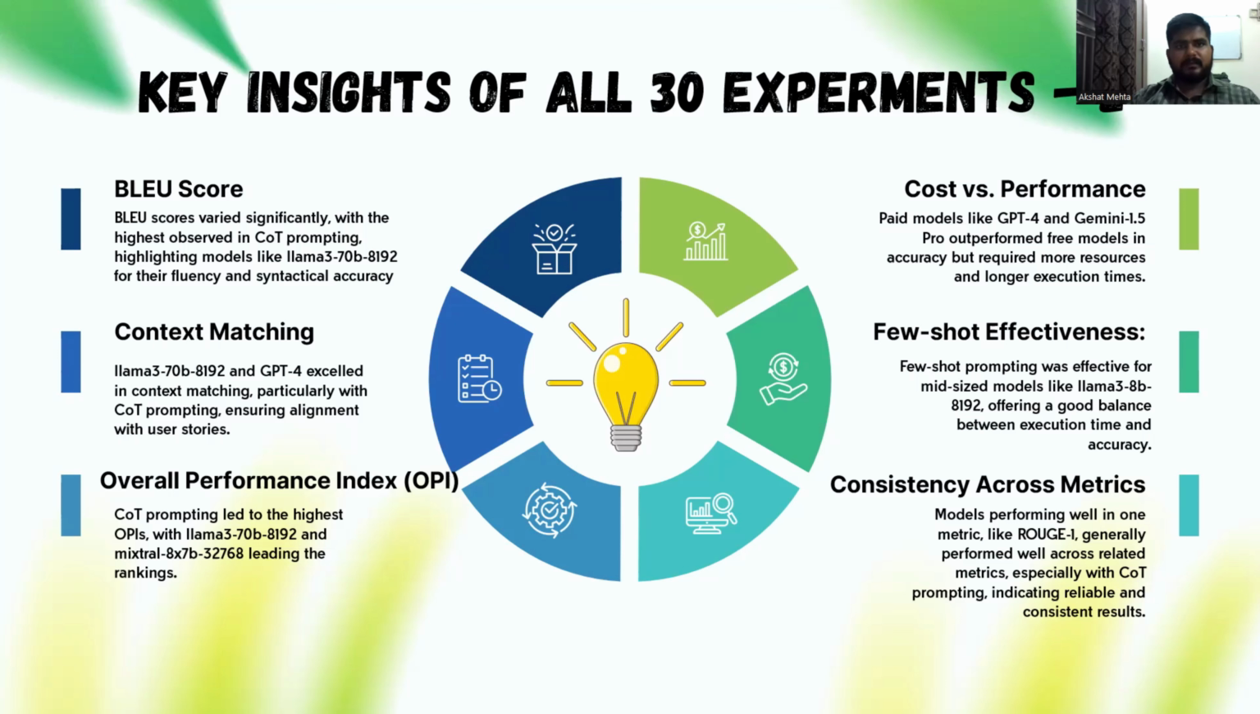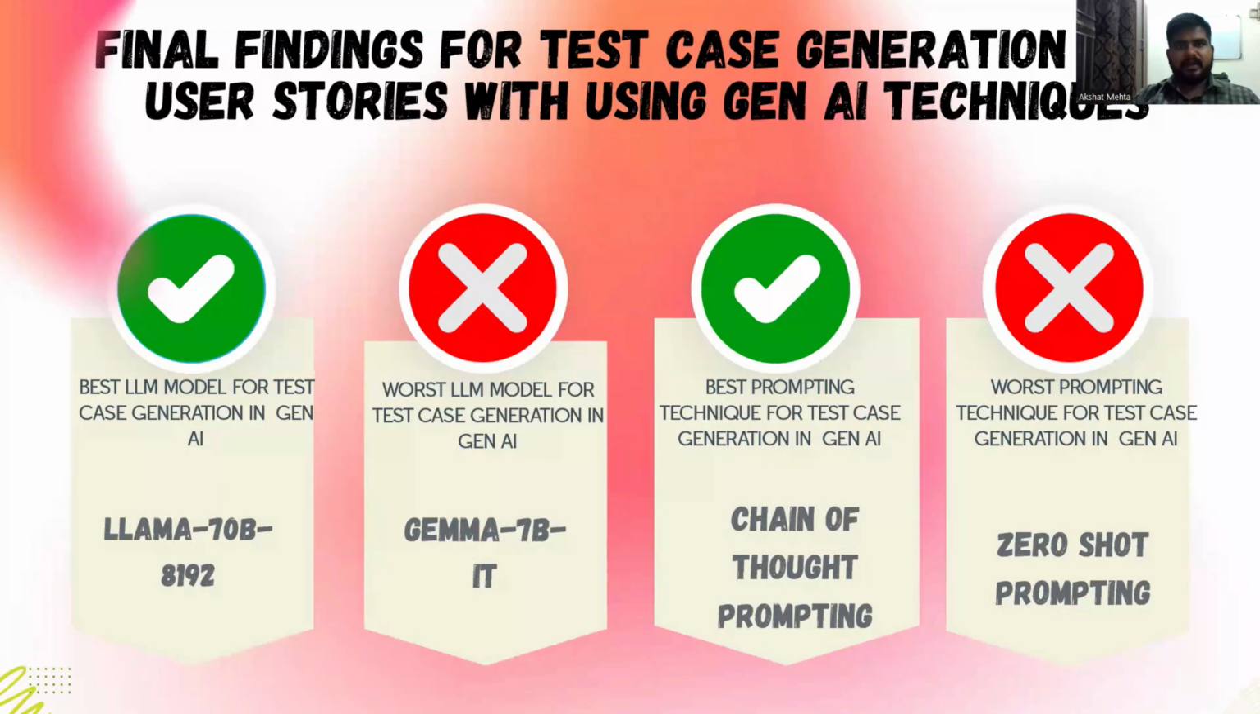The consistent success of models like Llama 3 70 billion and GPT-4 across multiple metrics highlights their reliability and effectiveness in generating high-quality test cases. Let's move towards the final findings of our test case generation. After thoroughly analyzing the results from the 30 experiments over the last many slides, it's clear that Llama 3 70 billion 8192 stands out as the best LLM for test case generation, consistently delivering high accuracy, coverage and context alignment. On the other hand, Gemma 7B was identified as the worst performing model, struggling with relevance and coverage.